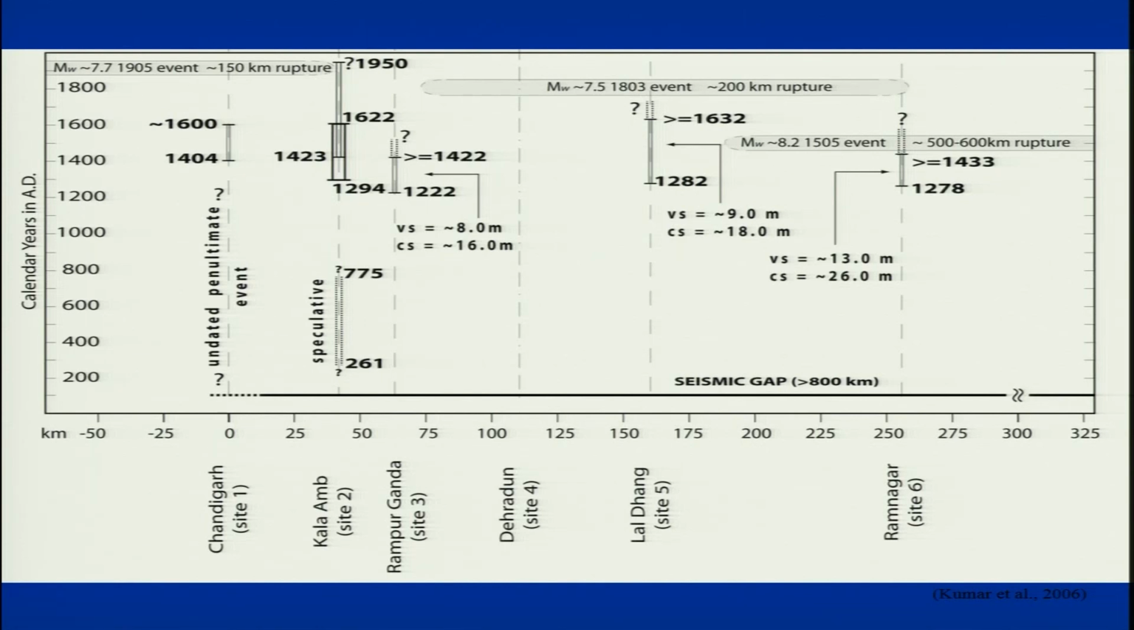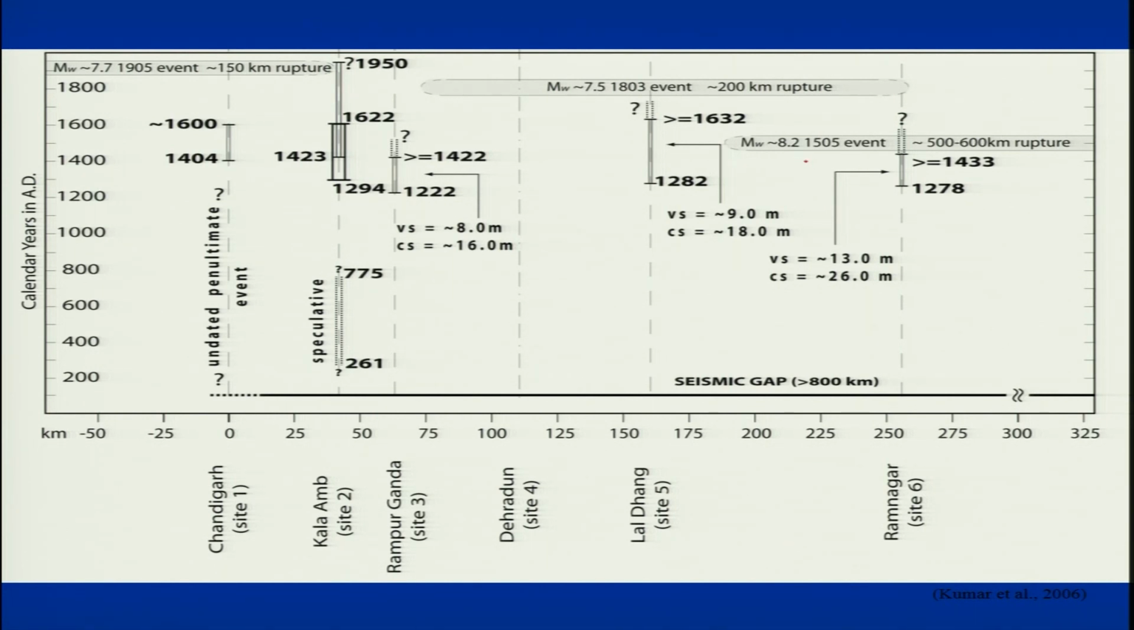So again, this is what has been shown here, the distribution of different events based on the historical data as well as the paleoseismic data, and here it marks all the sites which were studied with paleoseismic investigation. Okay, so this is in the northwest Chandigarh area, Kalamb, Rampur Ganda, Dehradun region. These are the foothill zones, and then Lal Dang and the Ramnagar area in the central region, or central Himalayas.